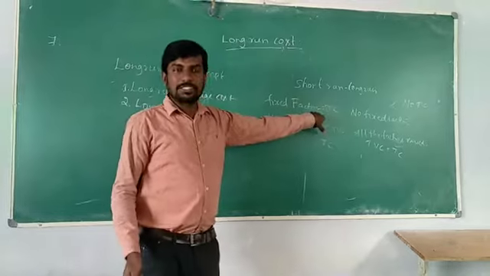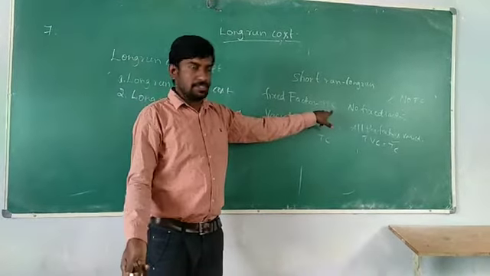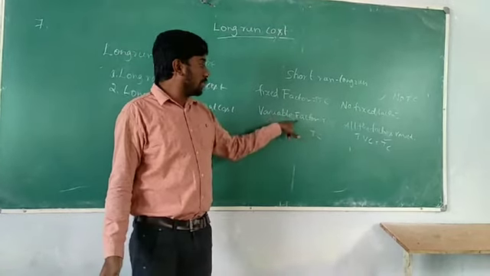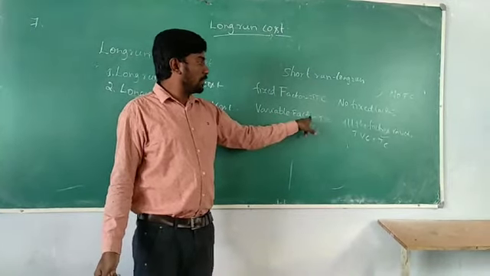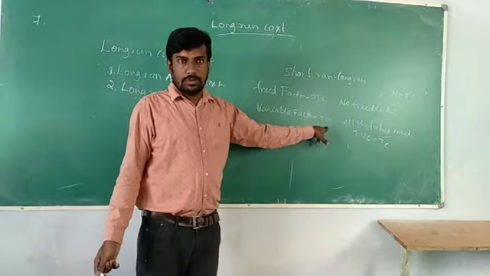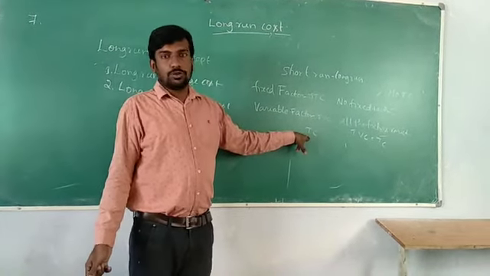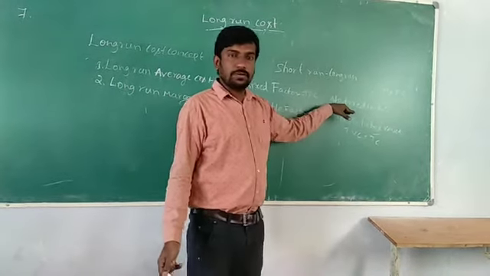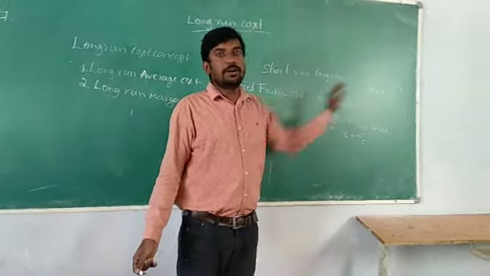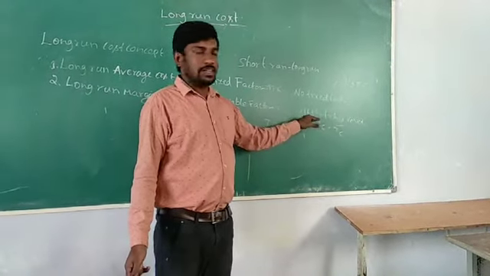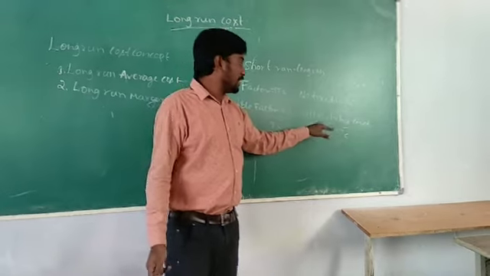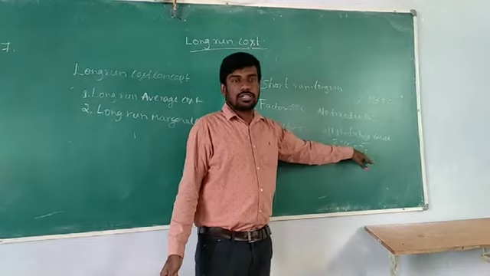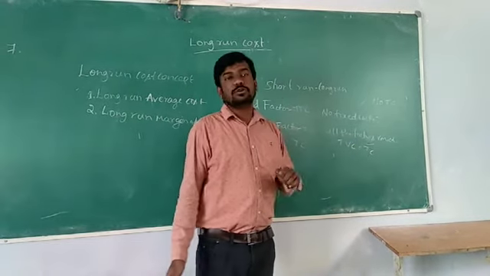In the short run, we have a fixed factor. The amount we are spending on fixed input, we call the total fixed cost. The amount we are spending on a variable factor is the total variable cost. When we add both, we get the total cost. Here we have 3 concepts. But when it comes to the long run, there is no fixed factor, which means there is no total fixed cost. All the factors are varied, thus TVC is there, and TVC is equal to TC. That's why we are just taking the total cost here.